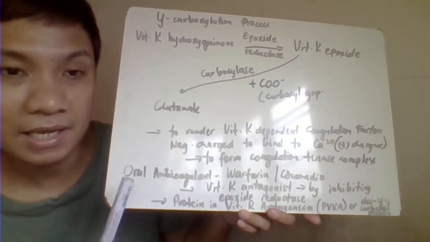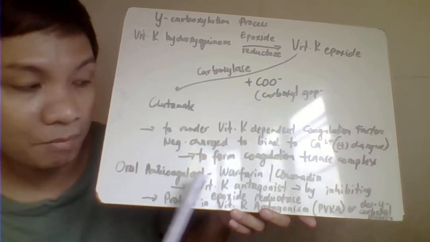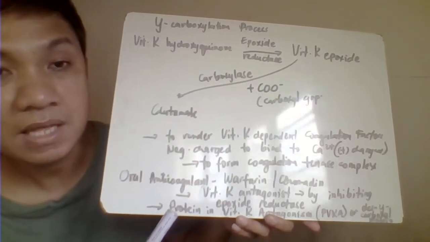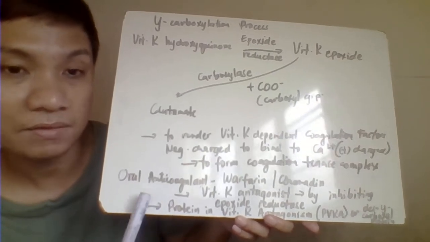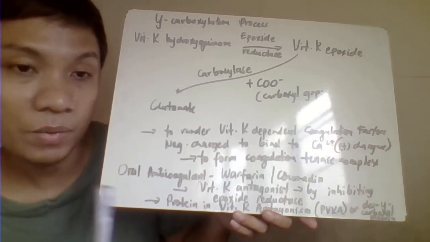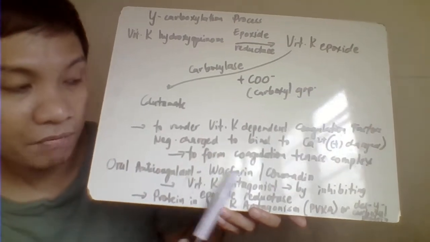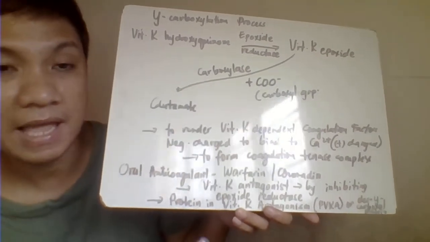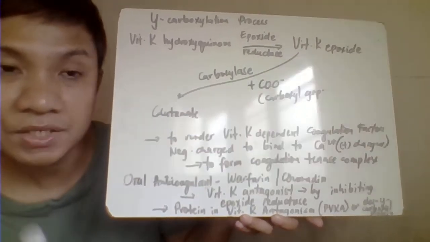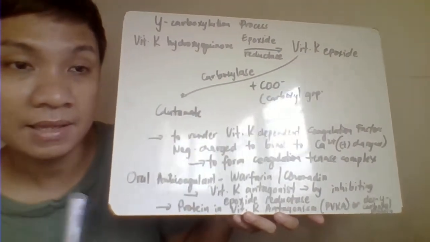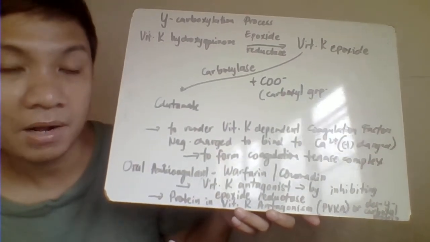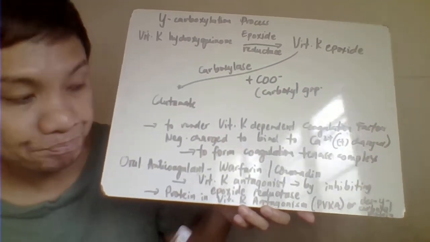So, how does warfarin coumadin become an anticoagulant? It tries to inhibit the epoxide reductase, which is needed for the gamma carboxylation process for your vitamin K-dependent coagulation factors. And therefore, we consider warfarin coumadin as the oral vitamin K antagonist. If there is no addition of a second carboxyl group, that process is what you call the gamma carboxylation process.